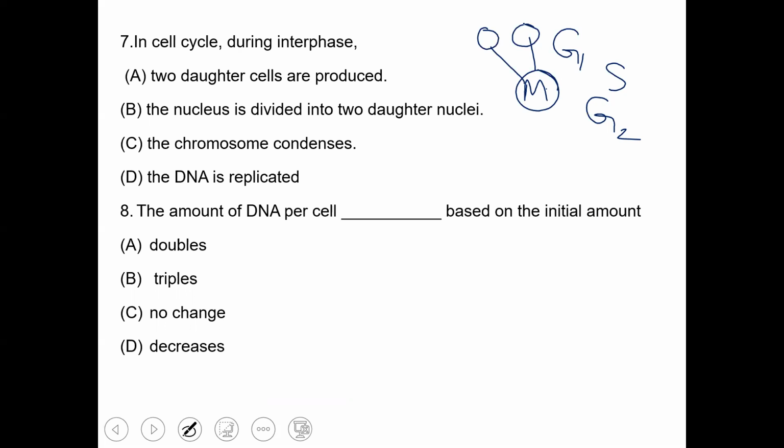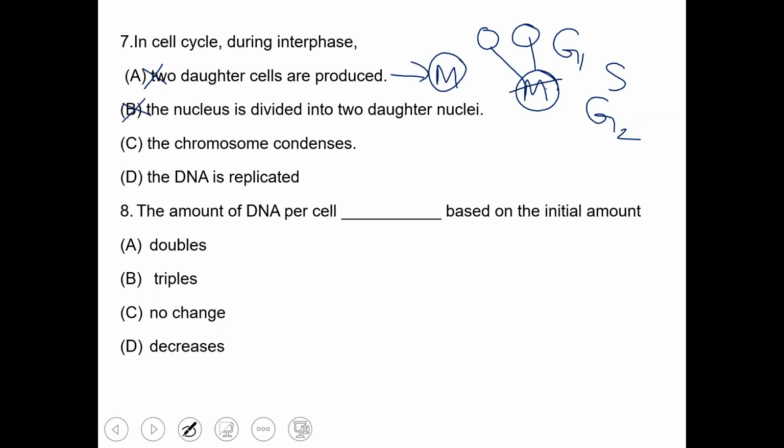The nucleus is divided into two daughter nuclei. The chromosome condenses, the DNA is replicated. Two daughter cells are produced at the end of mitosis. So this statement is wrong: the nucleus is divided into two daughter cells. That is, this nucleus is going to divide into two daughter nuclei.